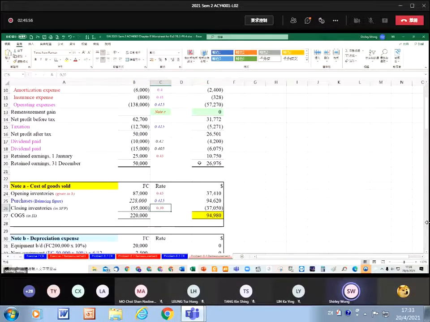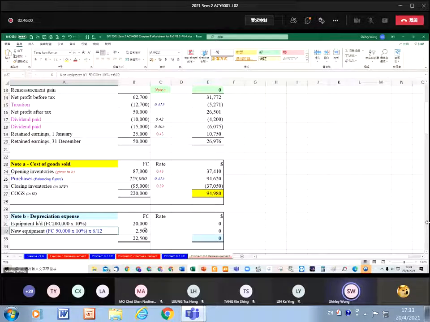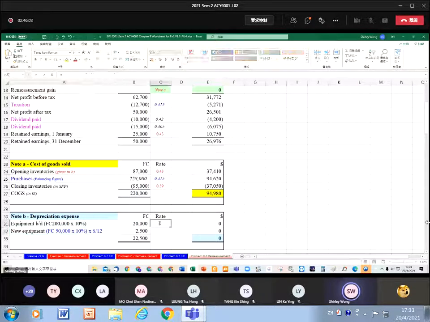How about the depreciation? The depreciation involves two parts. The first part is the equipment. The second part is the new equipment. And then the old part uses the historical rate. The new part uses the purchase day rate.